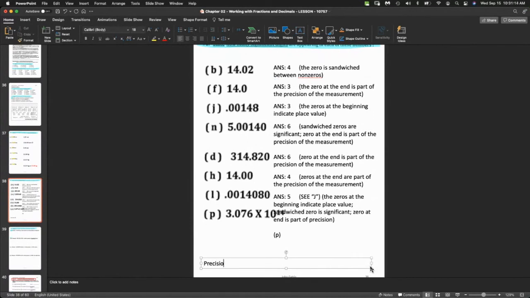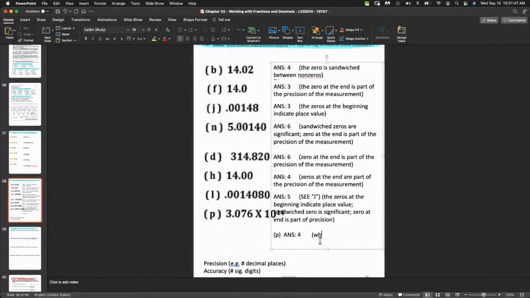Precision, for example, is number of decimal places. That's an example. That's not the only case, okay? It's beyond just that. Accuracy, 100% for accuracy, this is always true, it's the number of significant digits. So in this case, this last one here for P, the answer is 4.